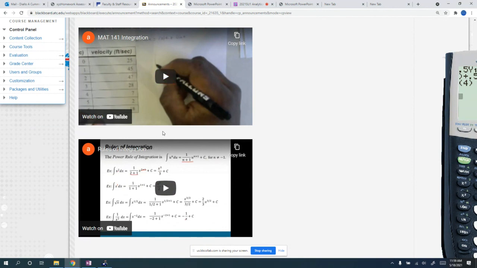But just in a nutshell, integration is finding the area under a curve.